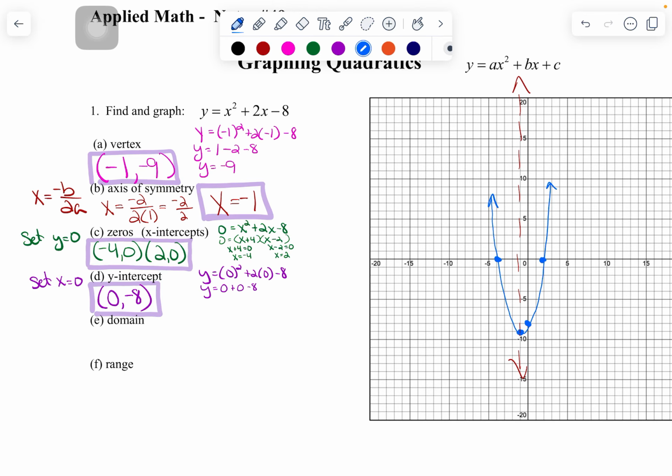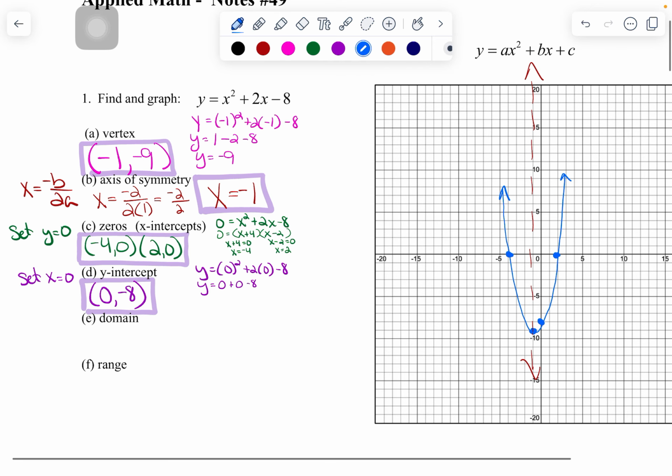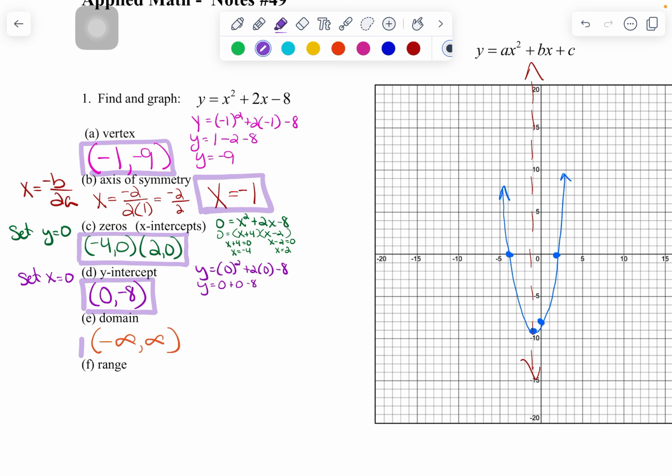So domain for a polynomial function, quadratic specifically here, is going to be everything, right? Meaning every value for x is possible. So domain is your input. It's what you put into the function for x, and there are no restrictions.